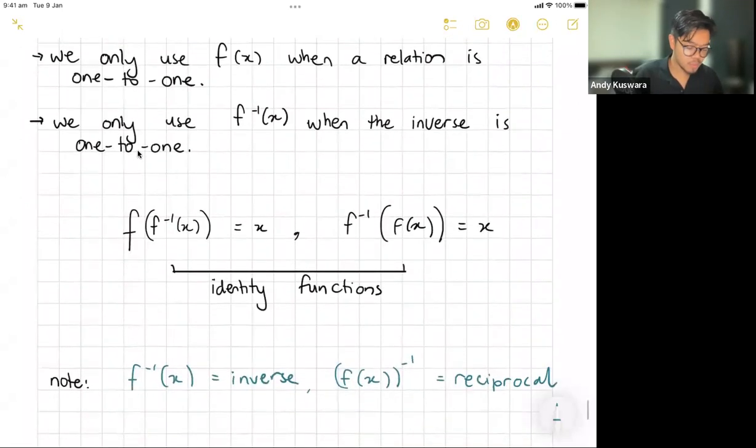Now, there are a couple of things to note here. This is the big one, notation. If it's f^-1(x), that's how you know it's an inverse. But if I have f(x) in a bracket to the power of negative 1, I'm talking about the reciprocal. Very similar, but different.